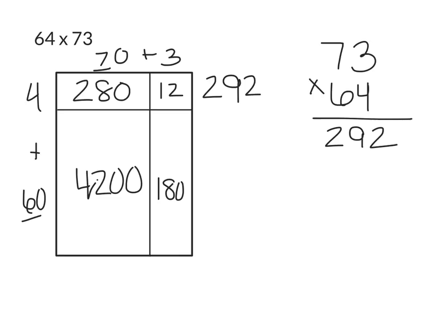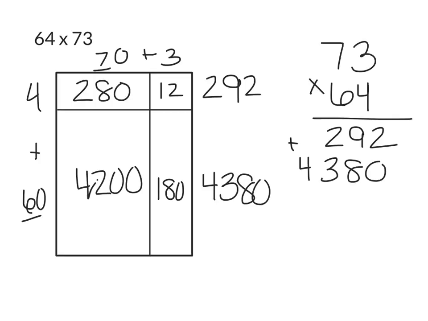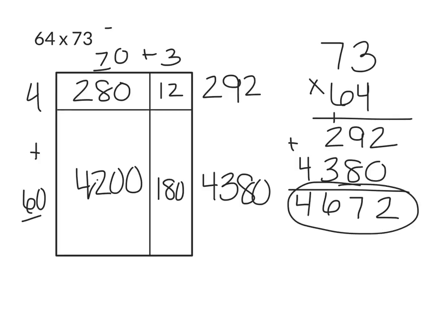Now we have 4,200 plus 180. That would be 4,380. And I'll add that in as the next partial product in my standard algorithm. And we know now my next step is to go ahead and add those together. 2 plus 0 is 2. 9 plus 8 is 17. I have to make sure I carry my 1 over. 2 plus 3 is 5 plus 1 is 6. And then I have 4. So I now know that 64 times 73 is 4,672.